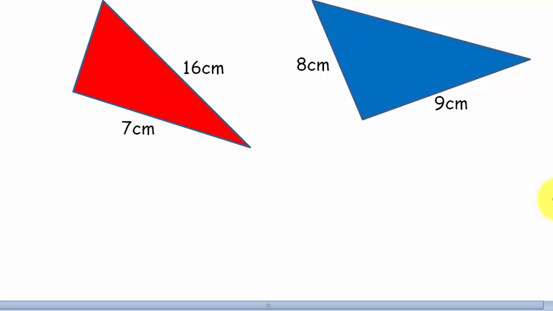The solution. The one on the left, we're looking for the side which is not the hypotenuse. The hypotenuse is this side. Therefore, our equation will have a minus. X squared is 16 squared, take away 7 squared. X squared is 256, take away 49.